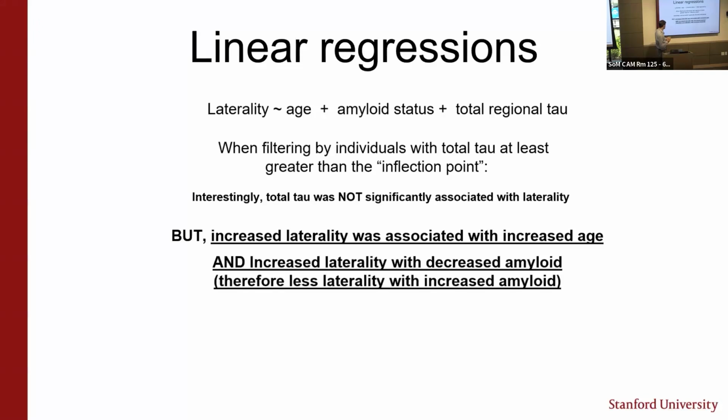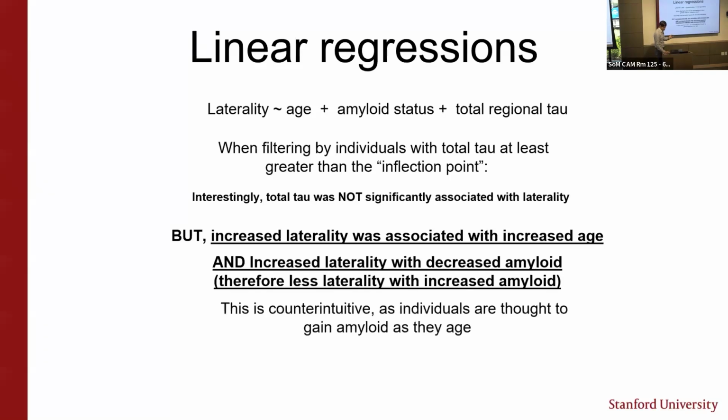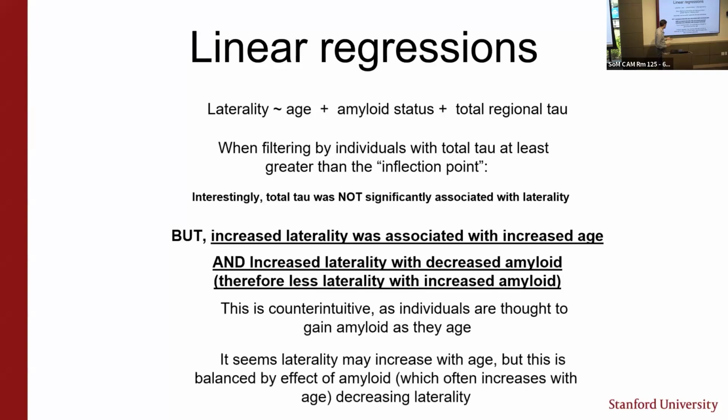And there are significant associations with laterality and amyloid. So briefly, laterality seems to increase with age, but with increased amyloid, laterality seems to decrease as well, which is a little counterintuitive. But my conclusion is that as you're aging, laterality is increasing, but it seems like amyloid has a strong effect, which might potentially decrease laterality as well.